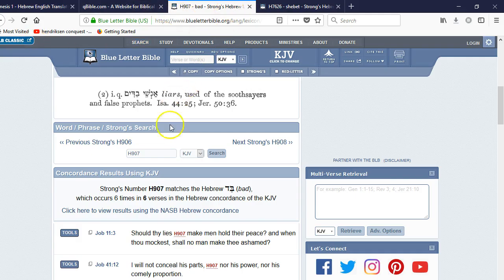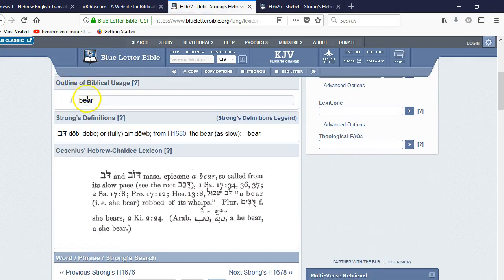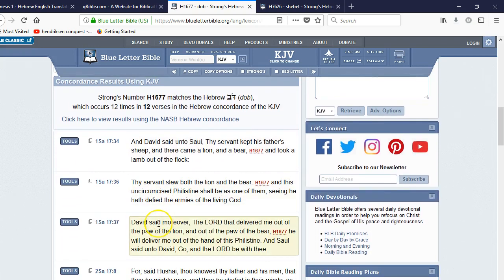So here, H1677, okay? And there it is. It's just the same characters in reverse. Look at right there, short definition, bear. First seen in 1 Samuel 17:34, and David said unto Saul, thy servant kept his father's sheep, and there came a lion and a bear and took a lamb out of the flock. And again, 1 Samuel 17:36, thy servant slew both the lion and the bear.